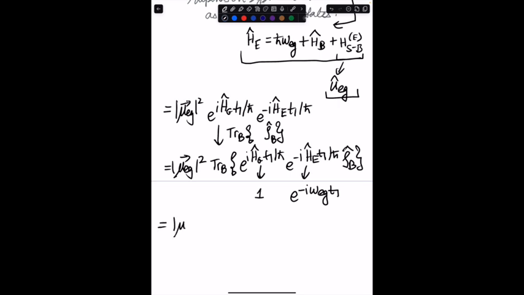So you get mu Eg, e raised to the power minus i omega Eg t1, and then a trace with respect to the bath states of e raised to the power... how do I write this down now? I would write it as e raised to the power i, with your bath operator and then your system-bath coupling. So I would like to find a better notation for this.